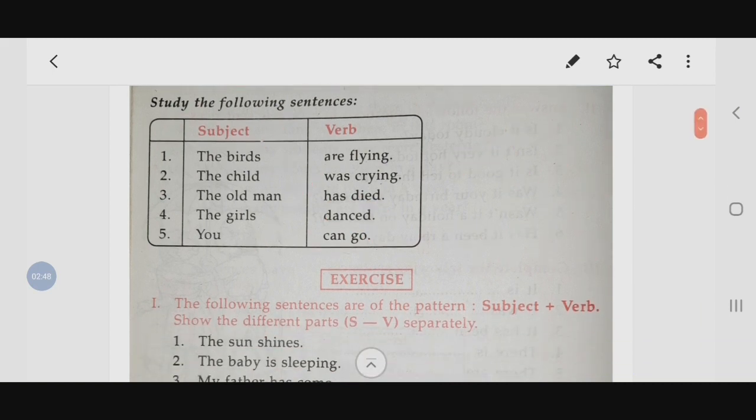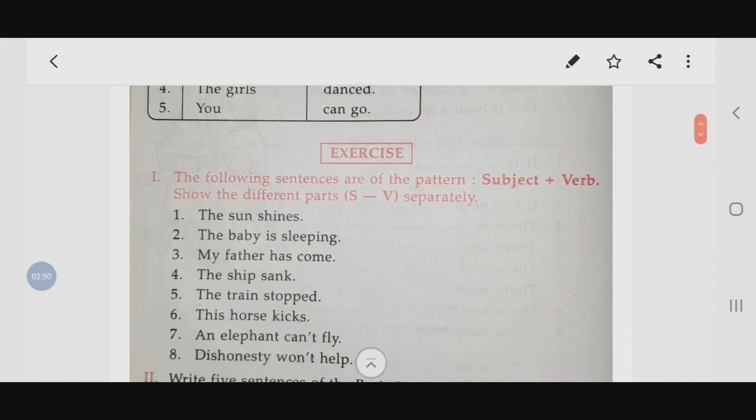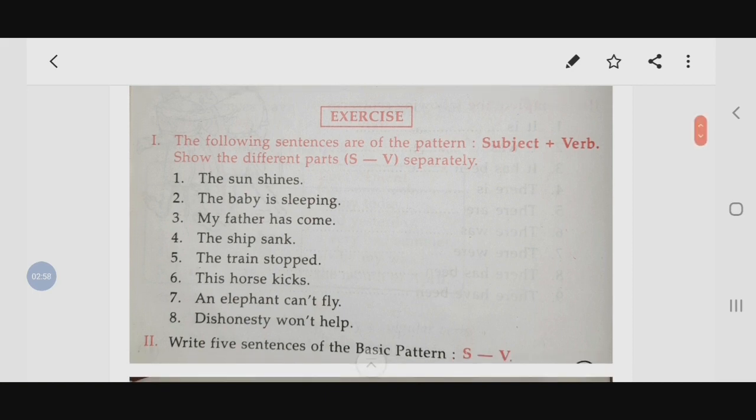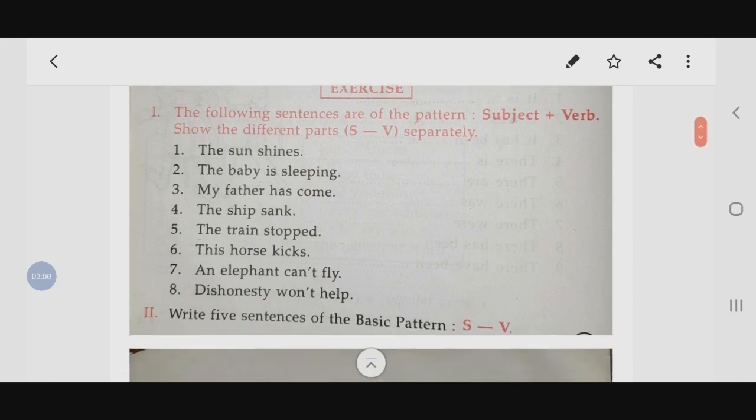Here is the exercise. This is the task for you. Try to do it. The following sentences are of the pattern subject plus verb. Show the different SV patterns separately. Okay. You have to do it. If you can't, then you can comment in the comment box. Then I will provide the solution in the next video.